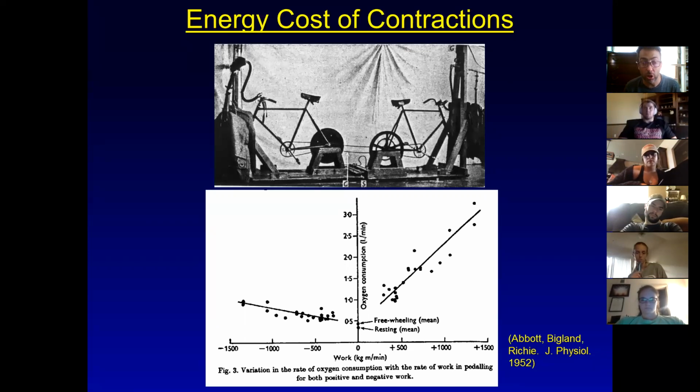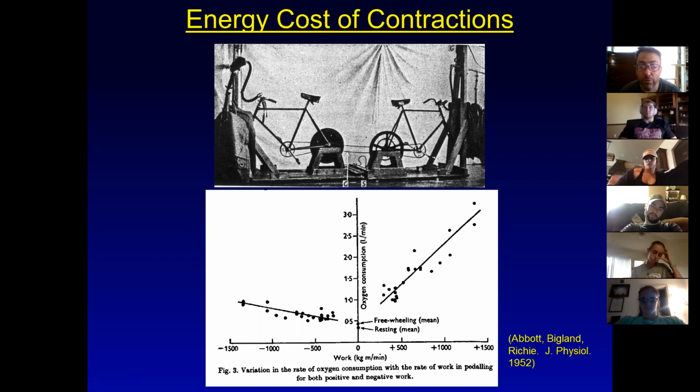Because the energy cost at that force production level doing it eccentrically is way, way less, okay, than it is going up. And if it costs less energy, it's likely going to be less fatiguing, okay?